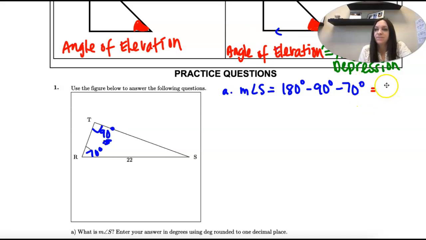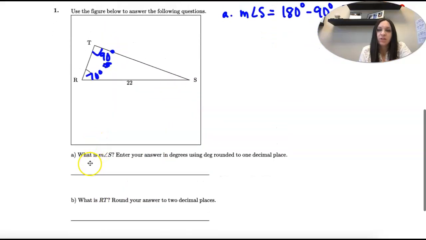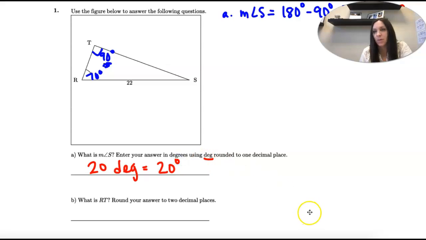and get 20. So when you type this in Desmos, you're going to do 20 and then type DEG. And when you do that, a little degree symbol is going to pop up. So make sure you write the degree or it's going to mark it wrong.